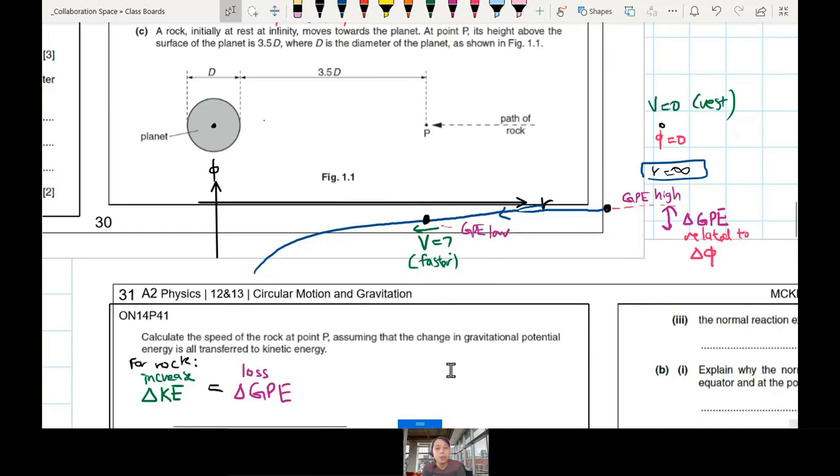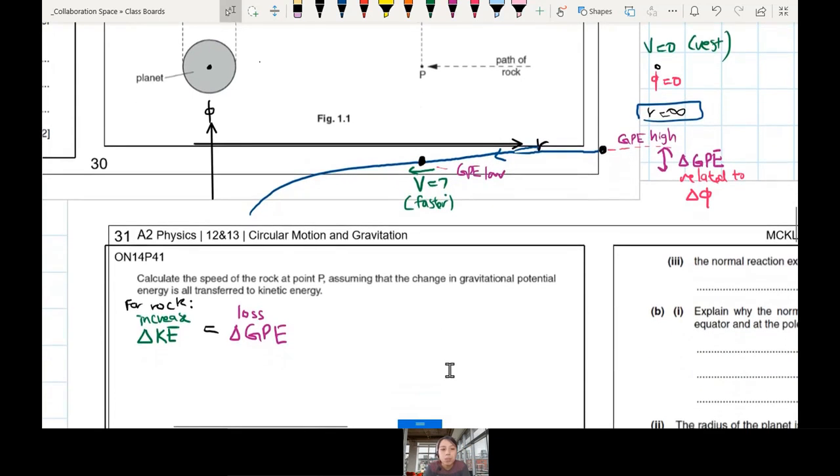Now we have to choose the equations. For this kind of equation, you can use a method similar to what you do for AS, but the equations are a little bit different. For KE increase, you just take the bigger one minus the smaller one. When you are at this spot, you are moving pretty fast, so that's probably going to be bigger. So you can go half mv squared minus, at first, what is your kinetic? Resting, no kinetic, 0.